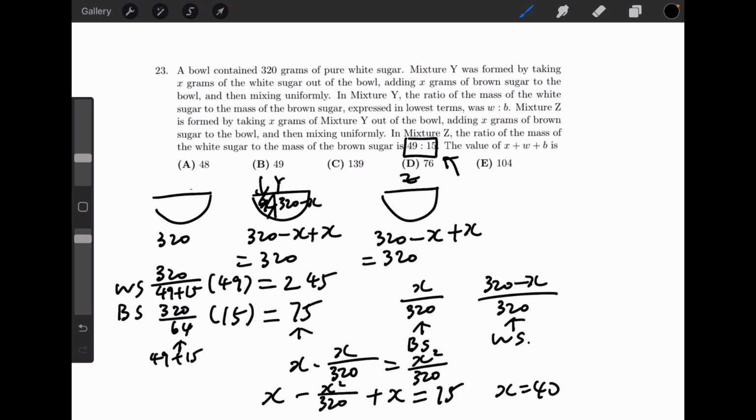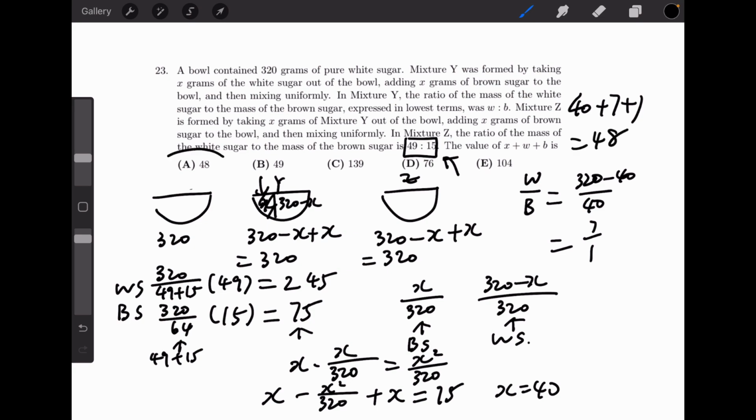Because in the problem it stated that W to B is the ratio of white sugar to brown sugar, and we know that the amount of brown sugar in the mixture Y is 40, the amount of white sugar will be 320 minus 40, and this gives us 280, which is 7 to 1. And if we add them together, we get 40 plus 7 plus 1, which is 48, and the answer will be A.